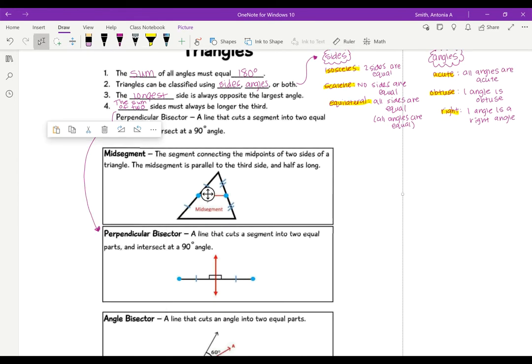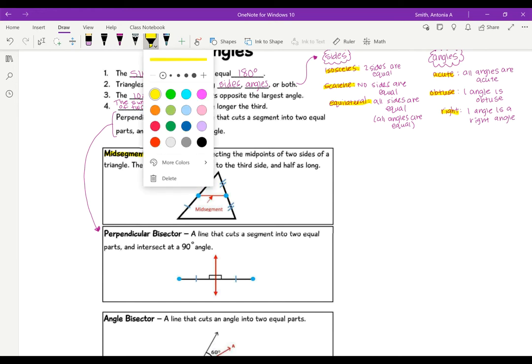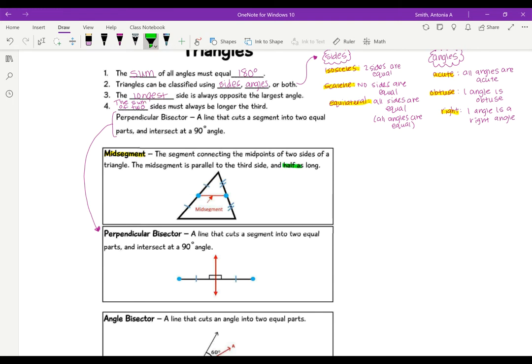Okay. So the first thing we're going to talk about is called a midsegment. A midsegment is a segment that connects the midpoints of 2 sides of your triangle. The midsegment is always parallel to the third side and is half as long. Okay. So if this is my midsegment right here, this line is parallel to this bottom line below. And it's half its size.